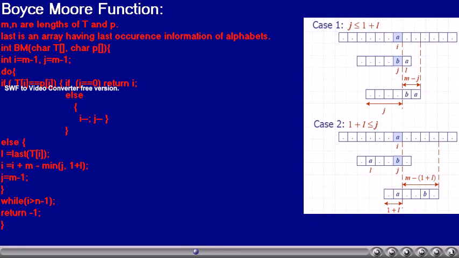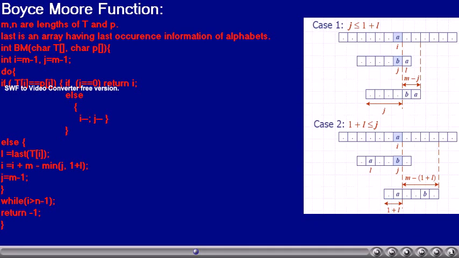So with that one we are supposed to match. In our previous explanations and examples, what we have done is find out where the character t of I is in the given string. If it is not available, we simply align with t of I plus 1. Otherwise, we will skip that many characters. That is being done by calculating the last, using the last function. I is taken as I plus m minus the minimum of j or 1 plus L. So we will skip that many characters.